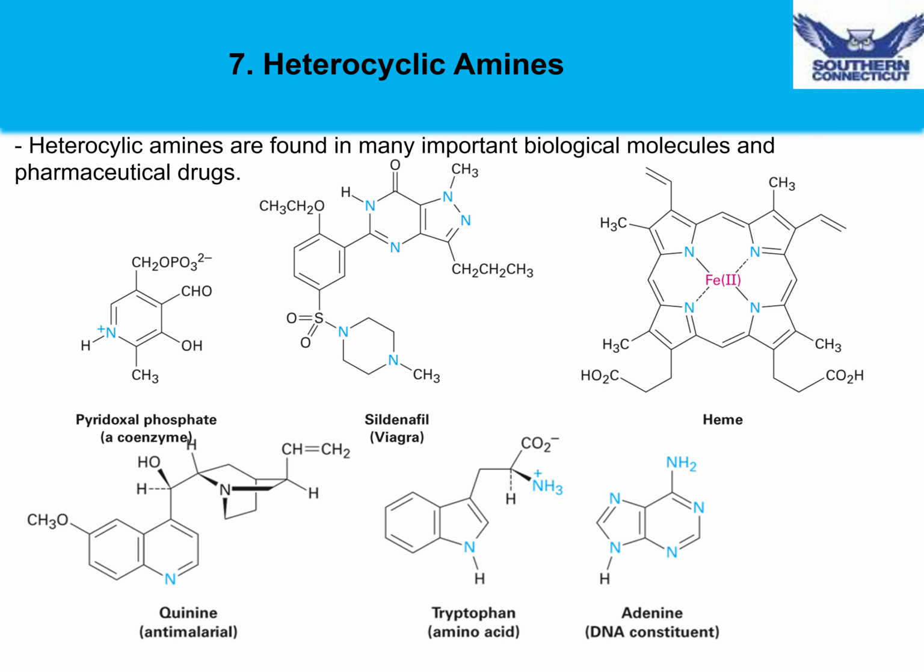Many important biological molecules as well as pharmaceutical drugs contain heterocyclic amines within their structures. For example, quinine, which is an antimalarial drug, contains the quinoline ring. Tryptophan contains the indole ring. Adenine, which is a DNA base, contains the purine ring. The same thing occurs in Viagra. We have a pyridine ring in this coenzyme shown here, and there are multiple pyrrole rings in the molecule heme.